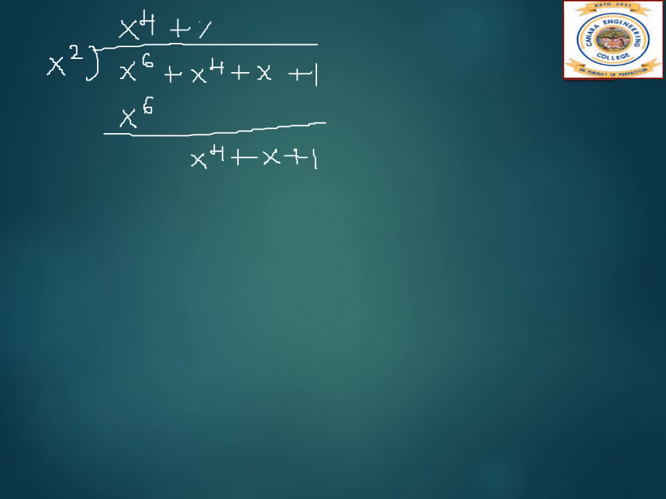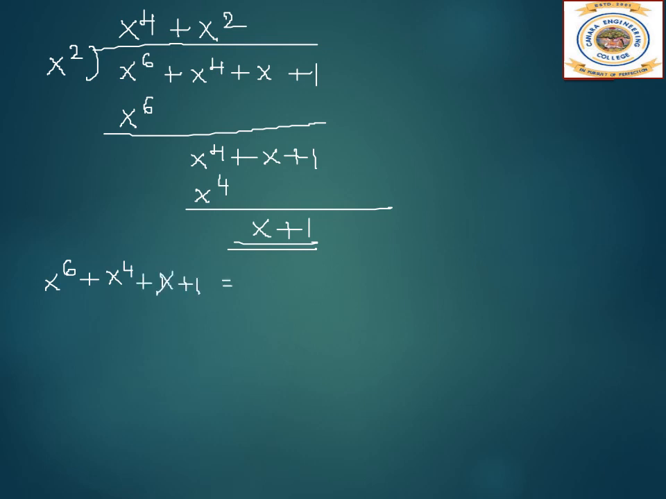Again I can still further divide x square if I write x to the power 4. So what is the remainder? Remainder will be x plus 1. So now let us write over here. Using the remainder, what is the remainder? x plus 1 equal to. So let me write using the division algorithm, x to the power 6 plus x to the power 4 plus x plus 1 equal to x square into x to the power 4 plus x square plus x plus 1.